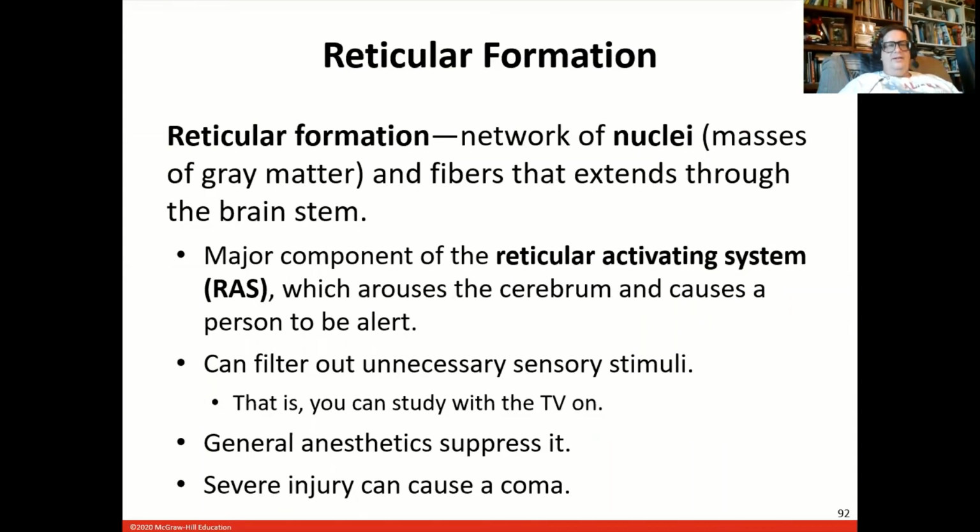The reticular formation, okay, this is bunches of gray matter and gray matter fibers that are going through the brain stem. Remember, brain stem is right next to the spinal cord. The spinal cord has gray in the middle, white on the outside. So this is the area where we're switching everything over from the brain orientation to the spinal cord orientation. And it's the thing that can help you focus, get rid of unnecessary stimuli. General anesthetics can mess with it. If you get a really bad injury there, you might end up in a coma.